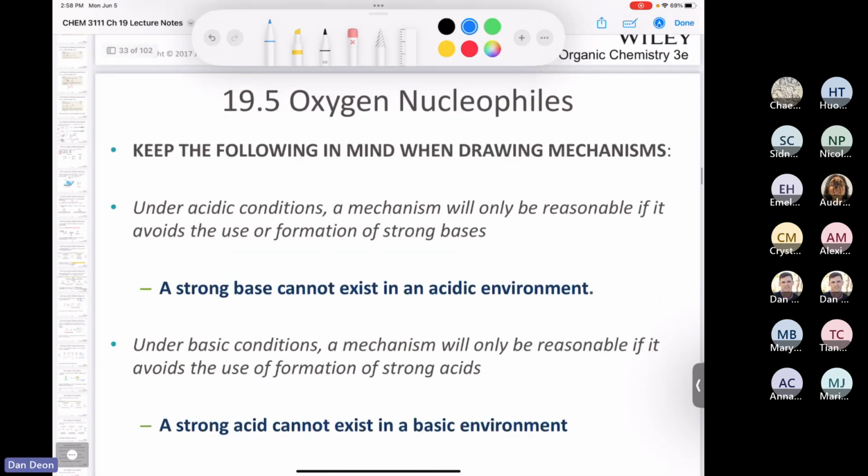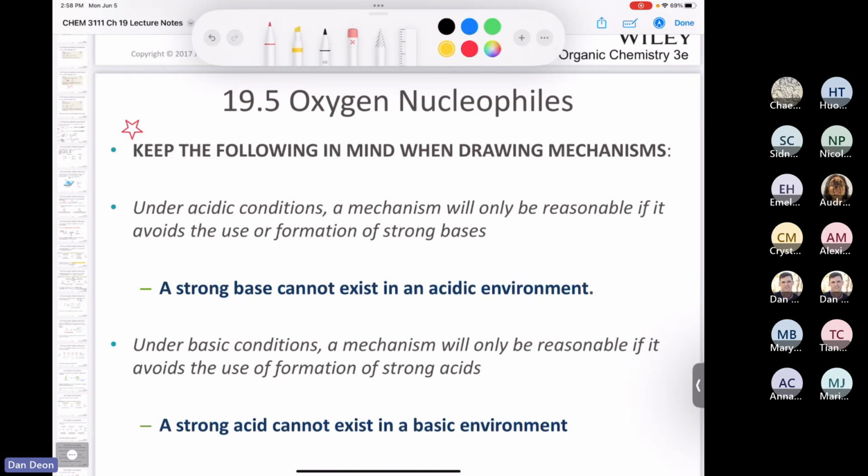Now, keep in mind the following when drawing mechanisms. This is not from the brain of Mr. Dion, this part here. This is from the brain of Dr. Klein, the author of our textbook. I was never taught this as a student, and if I was making up the notes, I probably wouldn't even think to bring this up because I don't see students do this a lot, at least not that I notice on quizzes or anything. However, he is a really good teacher, so I'm going to take his advice here.